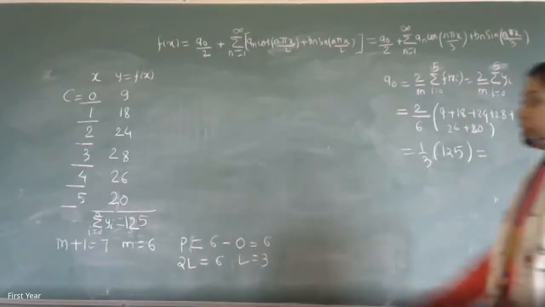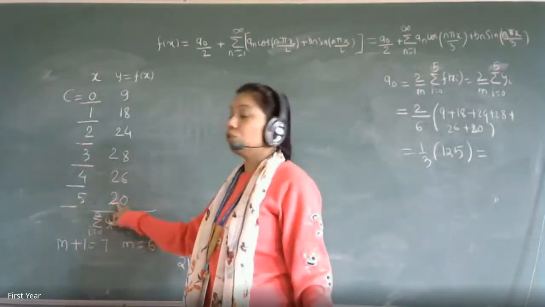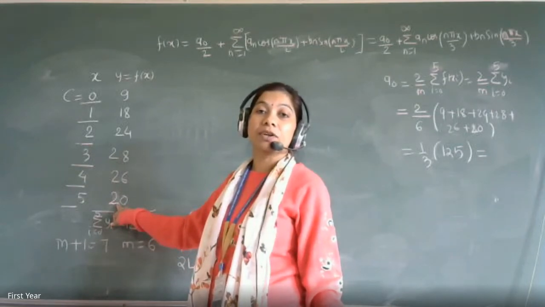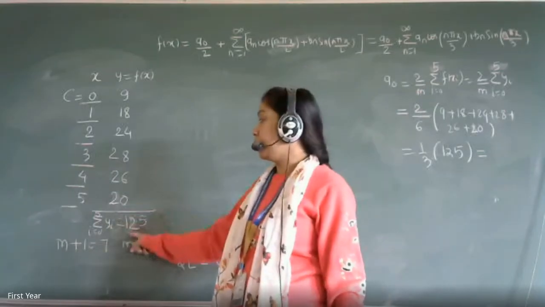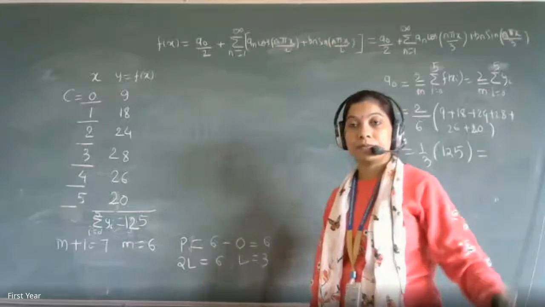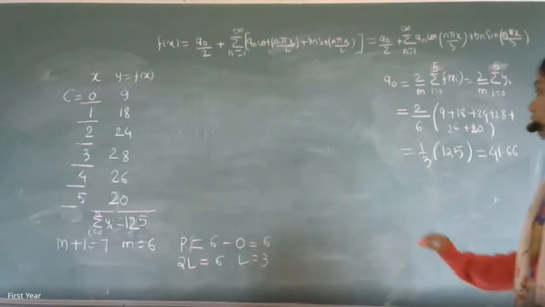Ma'am, it's 135. Yeah, I've changed this fifth point. The image is 20 and not 30. It was my mistake that I wrote 30. It is 20. So it will be 125. 41.66. So that's the value of a naught.